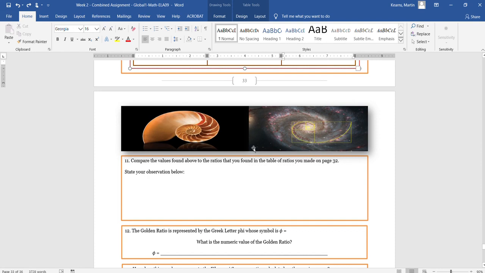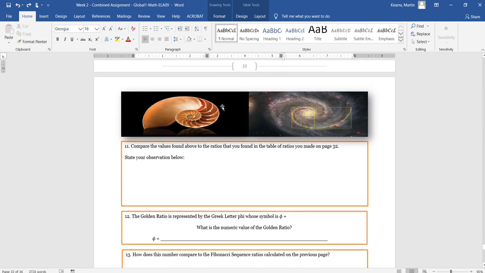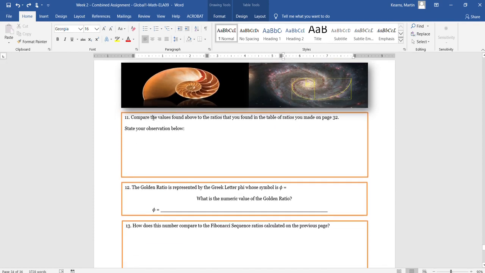We get some visuals of what the golden ratio looks like in nature. Here's a visual here. Here's a galaxy, which also adheres to the golden ratio. You're going to compare the values found above to the ratios that you found in the table of ratios you made on page 32. State your observations below and make sure that you're writing out exactly what you're seeing and you're communicating clearly so Mr. Colvin understands what you're saying.